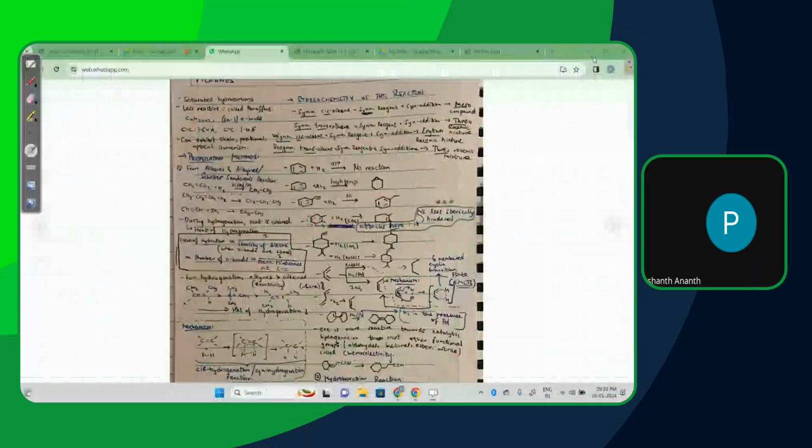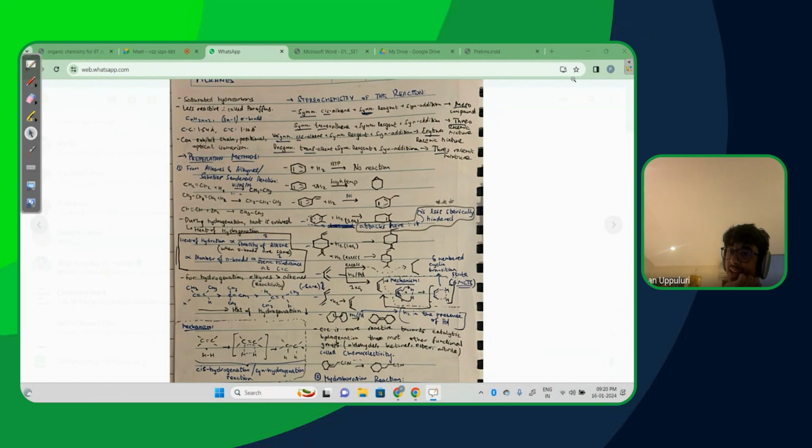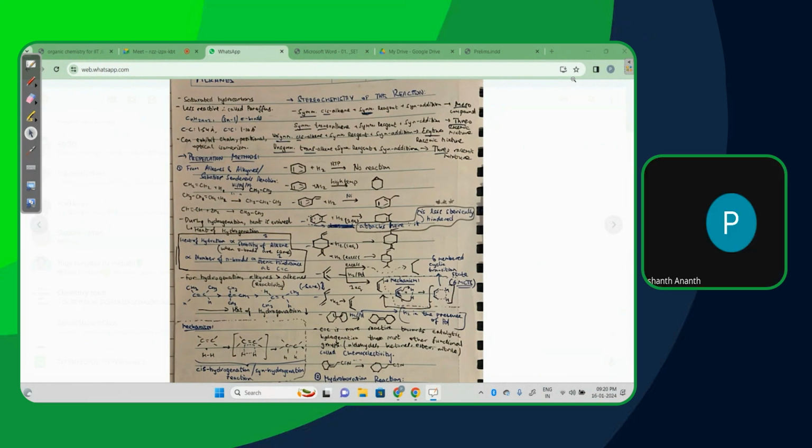Where was that? Right there. Where, Kana? Beneath the heat of hydrogenation, number of pi bonds. Oh, the number of pi bonds is there. Oh, I thought it was good. Sorry, I didn't notice that properly. My mistake there. You have put it down clearly.